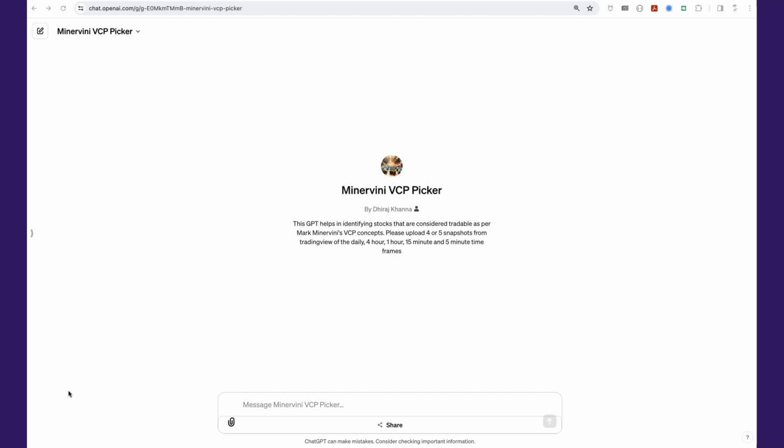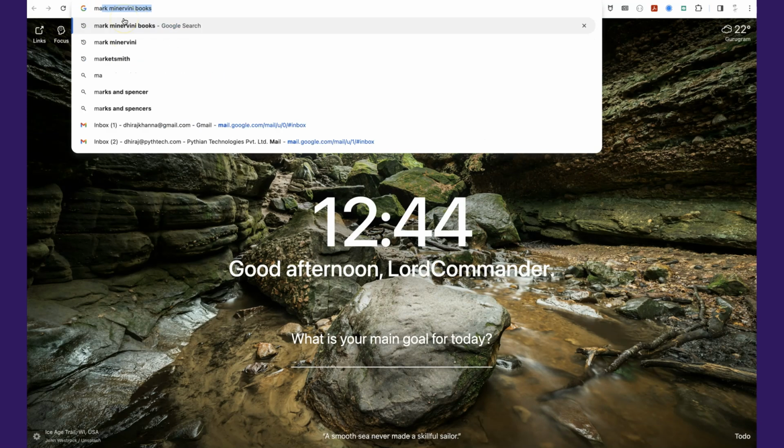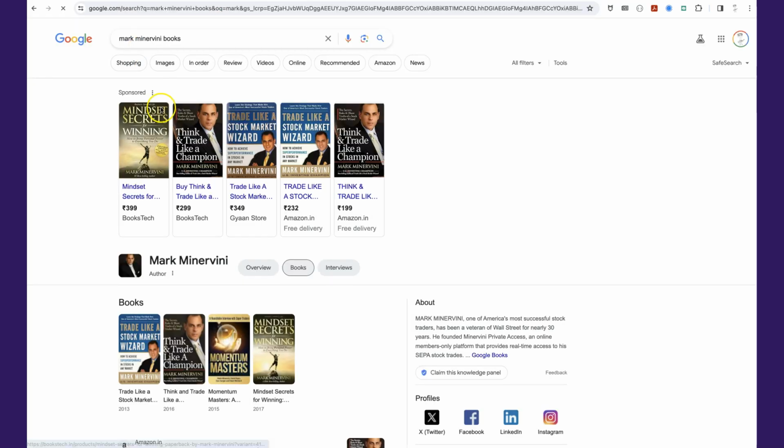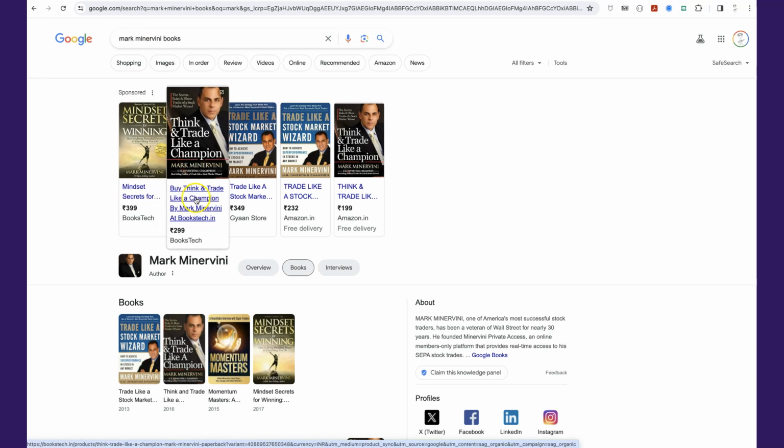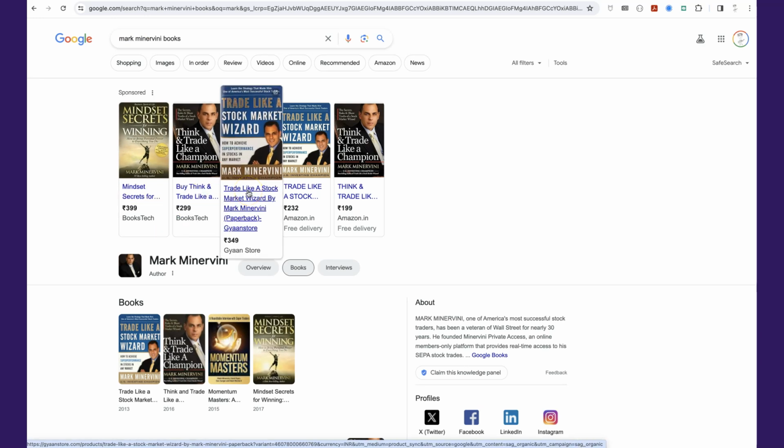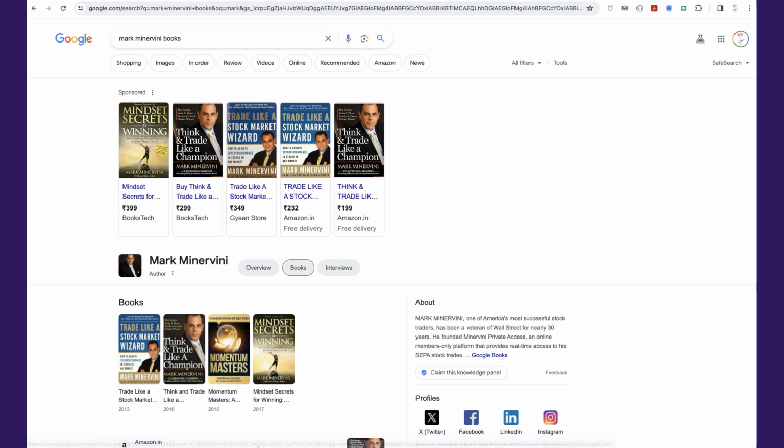Otherwise, if you're interested in looking at Mark Minervini's work, you can have a look at all his books here. These are, I think, excellent books that you should read if you are interested in trading stocks using the volatility contraction pattern. I would highly recommend going through these books.